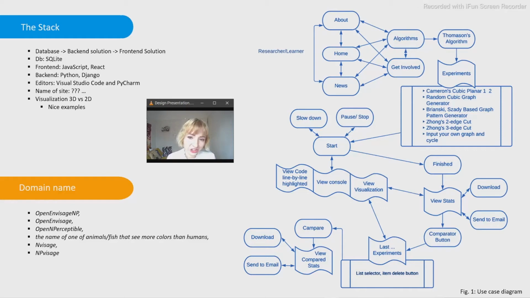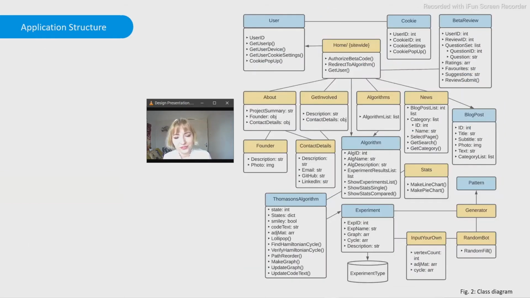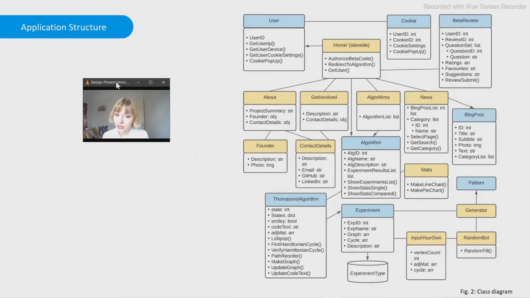Here we have the initial class and function overview, where you can notice the kind of methods within Thomason's algorithm. For example, those include lollipop, find Hamiltonian cycle, verify Hamiltonian cycle, path reorder, make graph, update code text with relevant graph and cycle data. Here we have the interface design sketches.